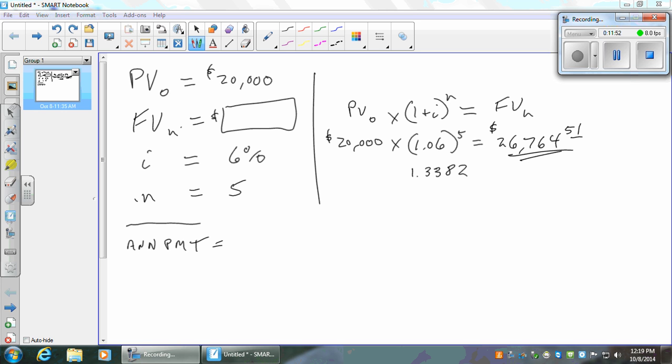There's nothing to this. So we just solved for our future value 5 years from now. Everybody good? By the way, what's the present value of 26,764.51 discounted at 6% for 5 periods? What if we went the other direction? It's 20,000, of course. There's just nothing to it.